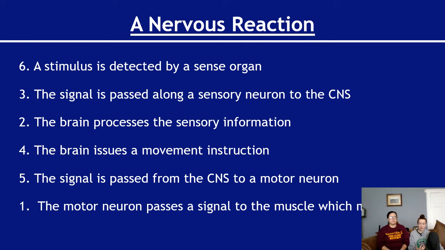So the first thing that happens is a stimulus is detected by a sense organ. Then the signal is passed along the sensory neuron to the CNS. The brain processes the sensory information. The brain then issues a movement instruction. The signal is passed from the CNS to a motor neuron, and the motor neuron passes the signal to the muscle, which then moves. So if you can rewrite this, you will be fine.